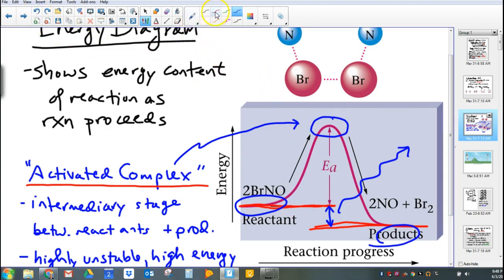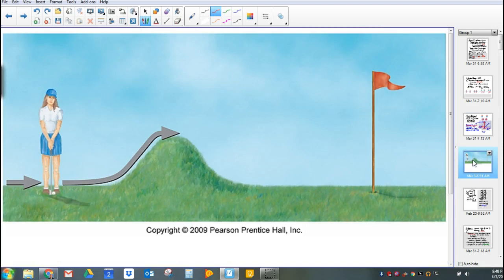The activation energy is this amount of energy right here, okay? From the energy content of the reactants to, let's say, the maximum point of the energy barrier. That's the activation energy. You can think of it as putt-putt golf. Let's say you had this obstacle or barrier to get over in order to sink the ball.